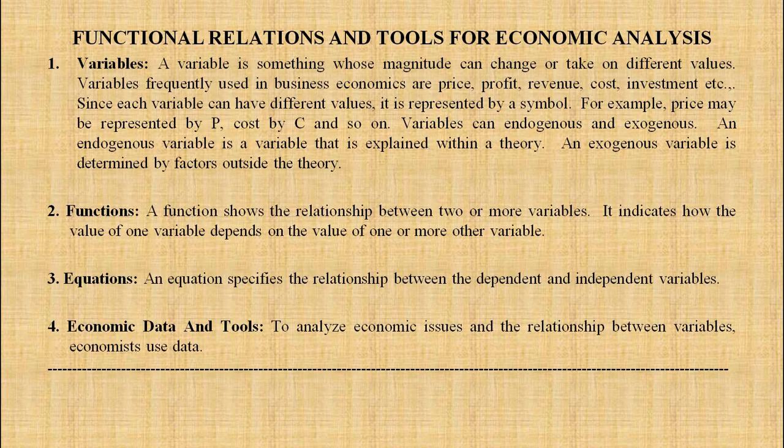So to understand the first point, that is variable. What is a variable? A variable is something whose magnitude can change or take on different values. Variables frequently used in business economics are price, profit, revenue, cost, investment, etc. Since each variable can have different values, it is represented by a symbol. For example, price may be represented by P, cost by C, and so on.